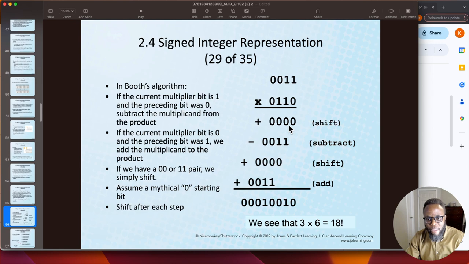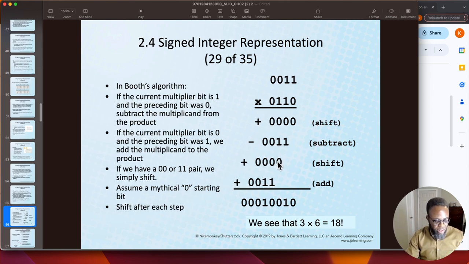And then in the previous case where the current multiplier bit is 1 and the preceding bit was 0, we subtract the multiplicand. In this case, we're subtracting this from the product. And in this other case, we subtract it from the product, and then when we have a pair of zeros or a pair of 1s, we shift, and then in this case we add.